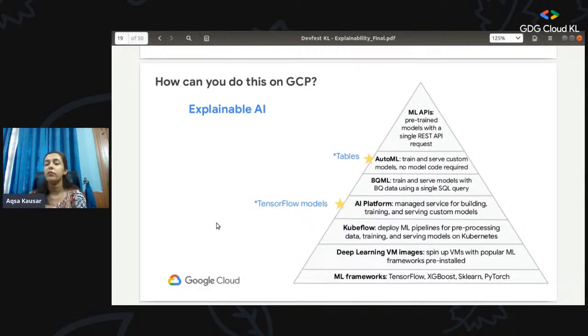And AutoML is where you train and you serve custom models. You don't need model code. So this is where you have Google Vision APIs, you have text APIs, and all you have to do is get your data set up and train the model. And AI platform is where you can build your models and deploy them. It has managed those models, serve those custom models. So for AI platform, currently Explainable AI is available for models that are trained in TensorFlow, both TensorFlow 1 and 2, but it's not available for other frameworks yet.